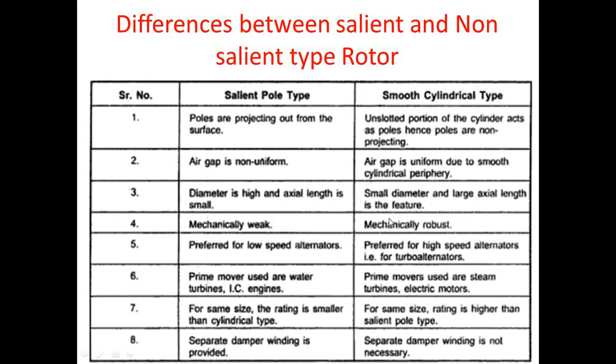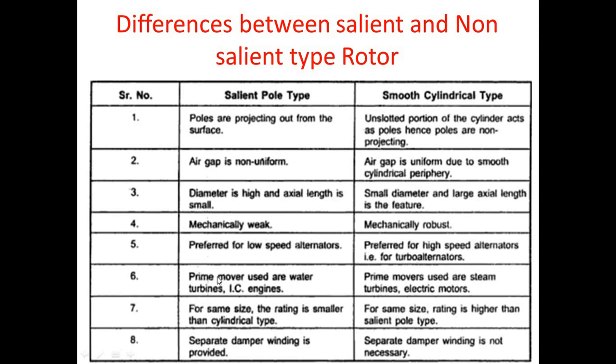In smooth cylindrical type, it is mechanically robust because slots are cut into the rotor. Salient pole type is preferably used for low speed alternators because of the projections, and since it is mechanically weak, it cannot be used for high speed operations. Whereas smooth cylindrical is a robust construction, hence it can be used to drive at high speed. Also, it is called turbo alternators.